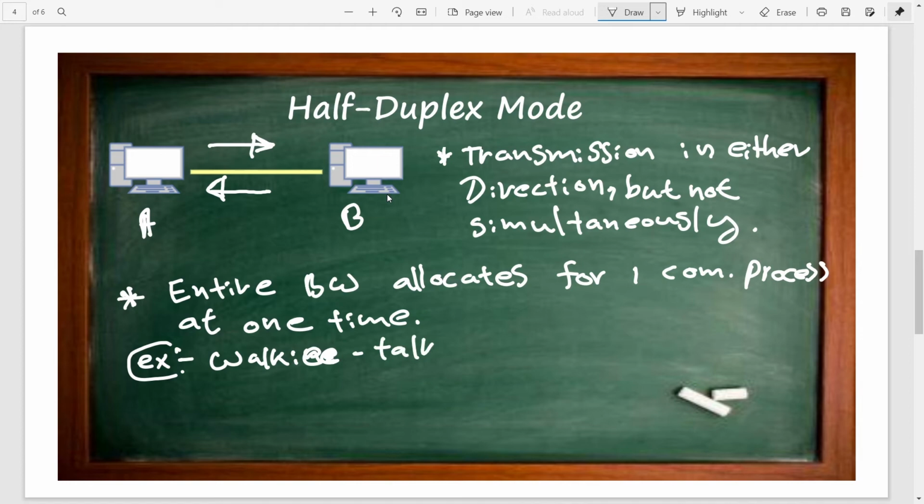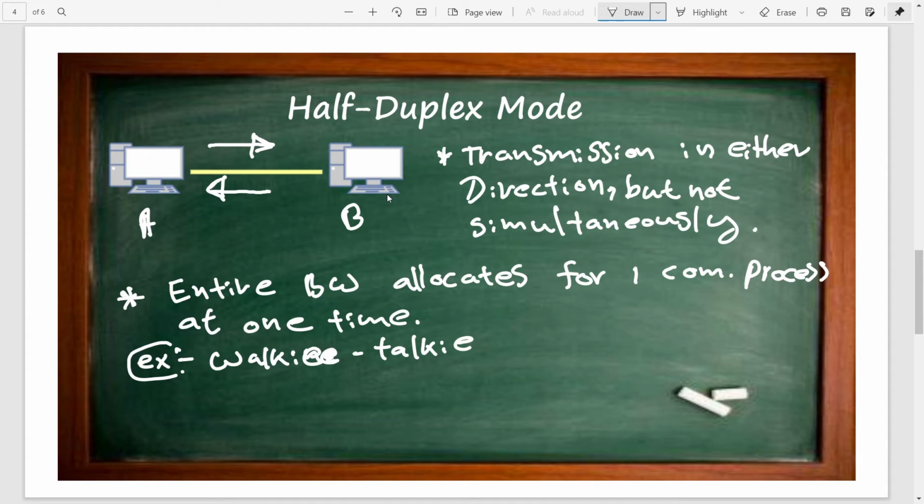Walkie-talkie is one of the good examples of half-duplex communication. When one is talking, the other can't talk. If both are talking at the same time, the messages will collide and neither voice can be heard. So walkie-talkie is one kind of example. After one is talking, the other one can talk.